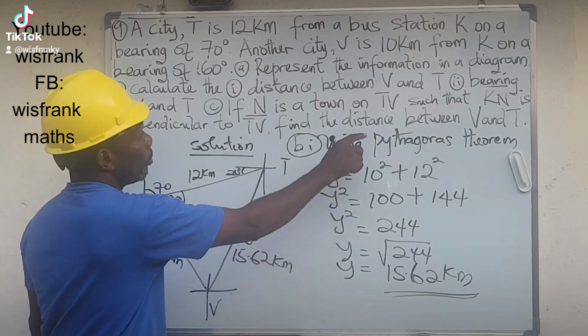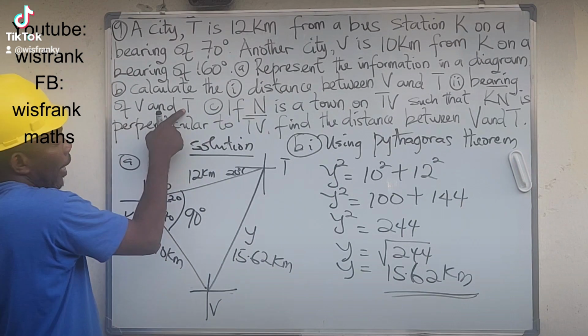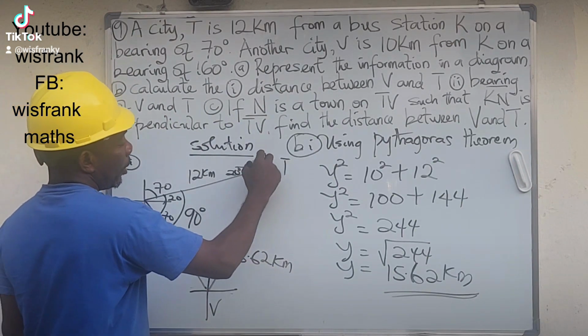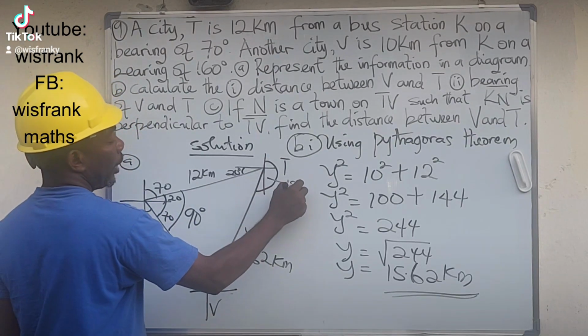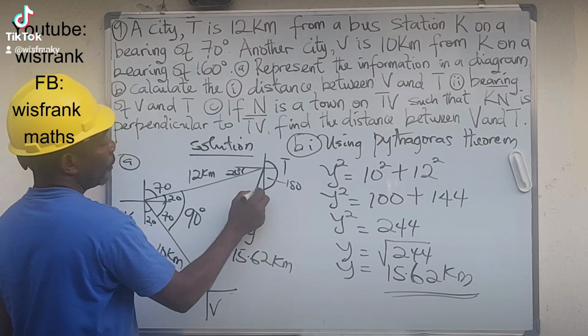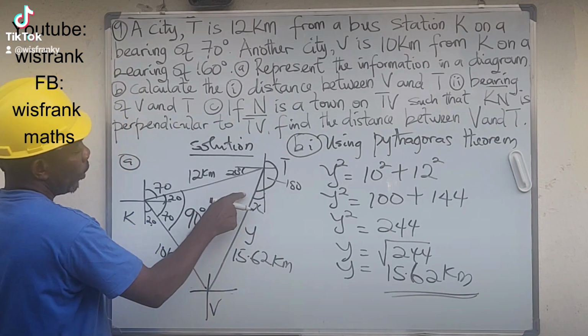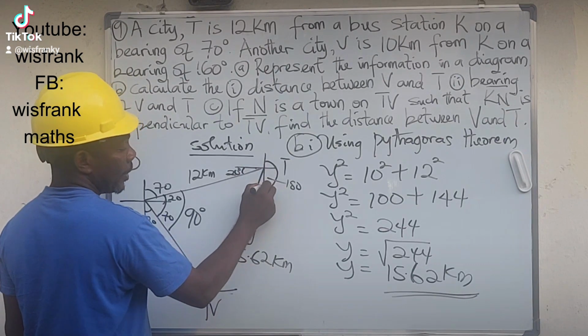The next one, II, is to calculate the bearing of V from T. That means the bearing that will move from this point to this point. This is 180, we know. And also, for us to find this point, let's say this point is X. And we know that from here to here is 90 degrees.